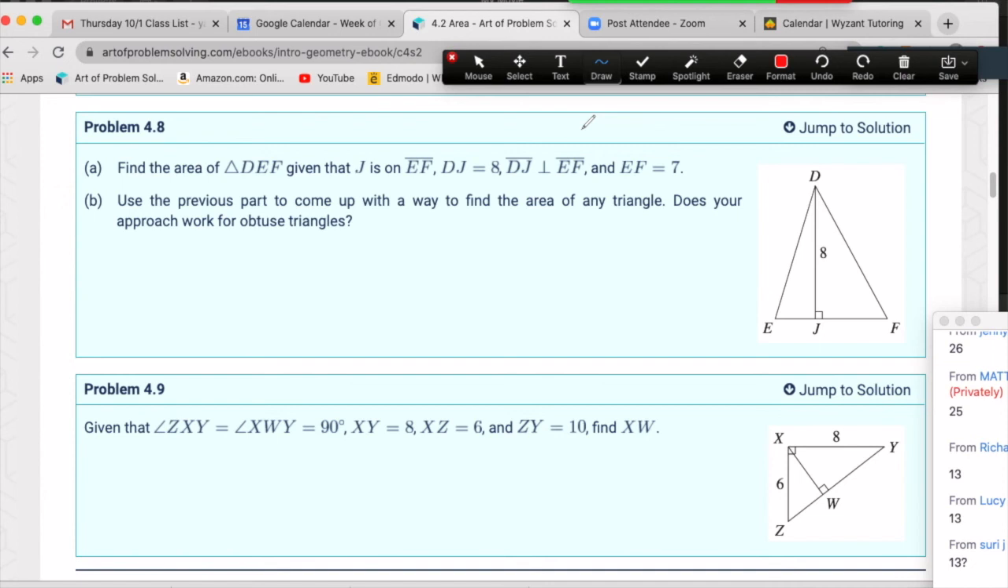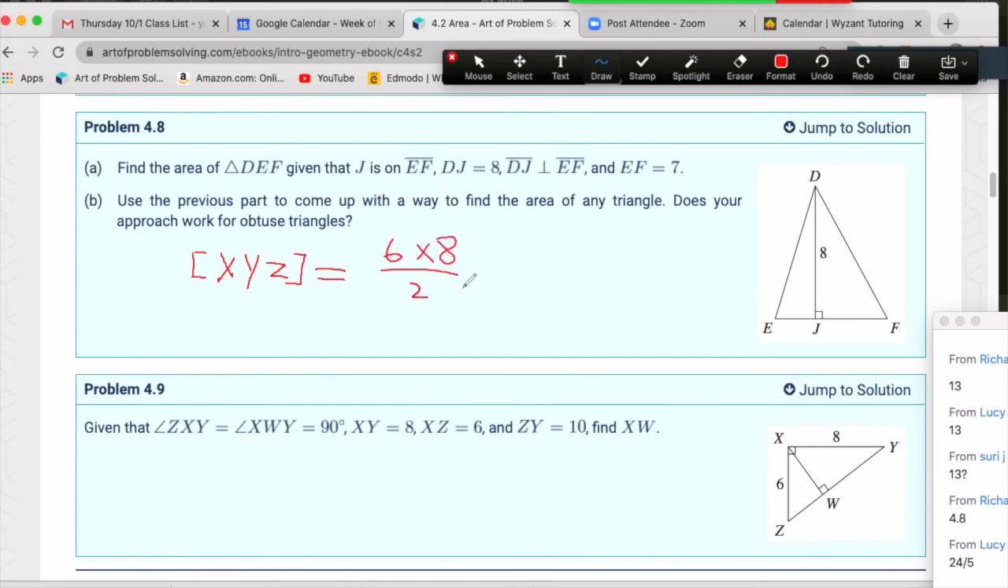Everybody do it, then send me your answer if you can get it. Think, just use the area we learned here. You know, triangle XYZ is a right triangle. So that means we can calculate the area of triangle XYZ. This gives us the area equals 6 times 8 divided by 2. So that means this one equals 24.